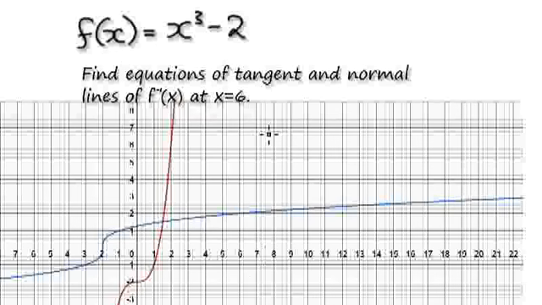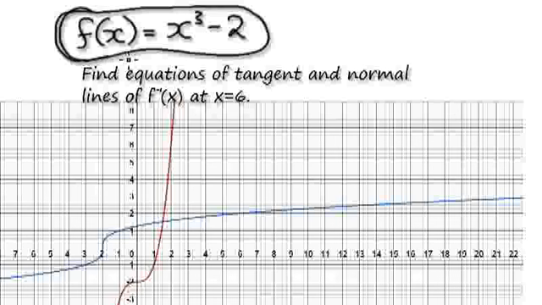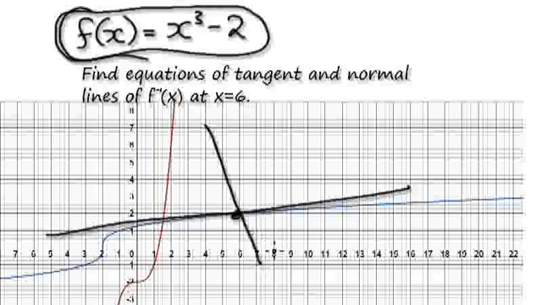If you have a graph plotter, plot this function, and then draw your tangent line and then draw your normal line. To do that, you need the equation of this line and the equation of this line here.